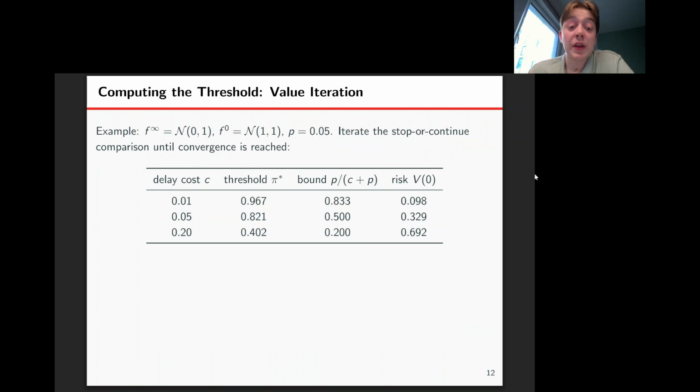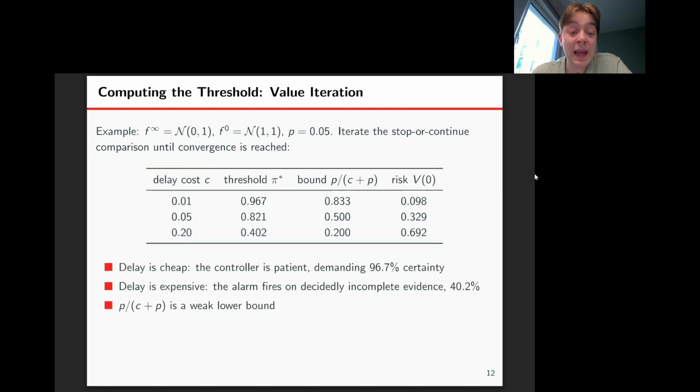Let's use the distribution of no disorder, F infinity, to be the standard normal, and the distribution for disorder, F0, to be normal 1, 1, with a geometric prior of 5%. If we iterate the stop or continue comparison until the convergence of pi star is reached, we get these different results for different delay costs. So we're looking at delay cost 0.01, 0.05, and 0.2.